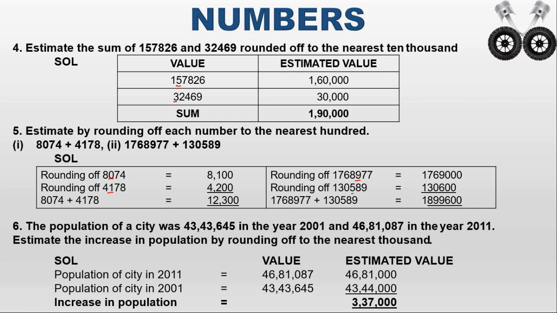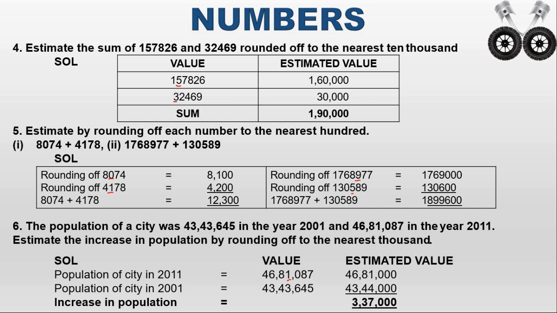So the original population of the city in 2011 is given here. For this number, you have to find the nearest thousand. What is the thousand's digit? It is 1. So you have to see the right side number. What is the right side number? It is 0, which is less than 5. So you write the number as it is. So that is 46,81,000.